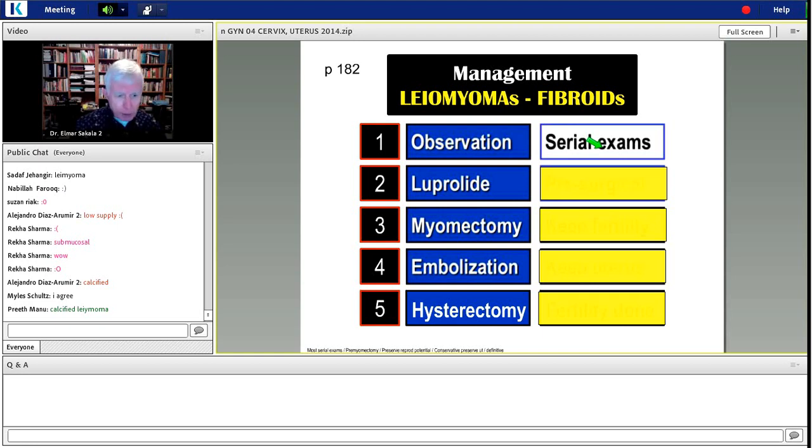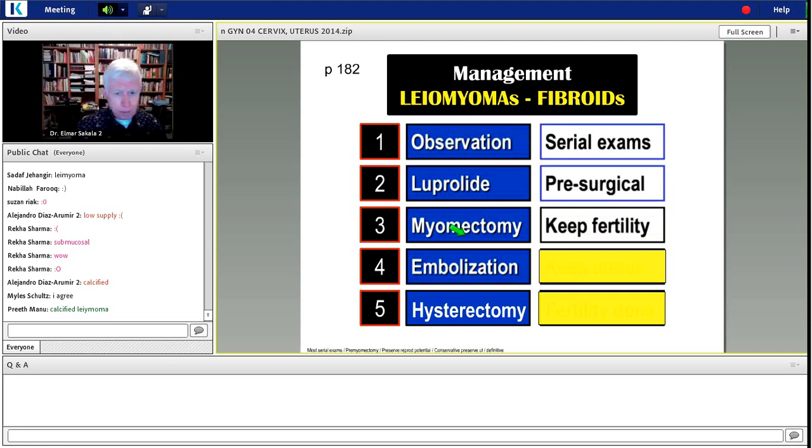So observation, most of the time. Leuprolide is a GnRH agonist. It will stimulate initially the receptors for GnRH, and then it'll block them. The FSH levels will drop, estrogen will drop, and there will be shrinkage of the tumor. And this can be used for pre-surgical shrinkage to minimize blood loss.